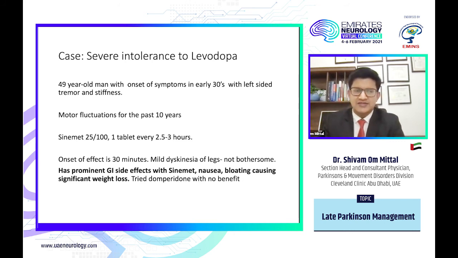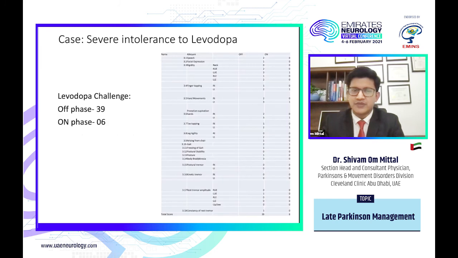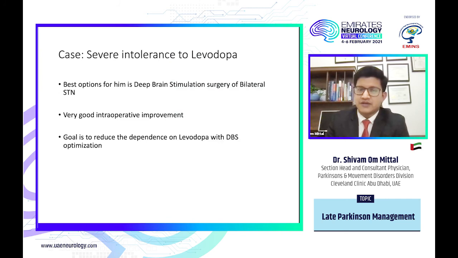So he has to take the Sinemet every 3 hours. So the good option for him is only DBS, because the Duopa pump is again the same dopamine, and apomorphine can also cause a lot of nausea as a side effect. So we did a levodopa challenge. You can see a significant improvement in his UPDRS score from 39 to 6, and he had DBS done, and he is doing very well.